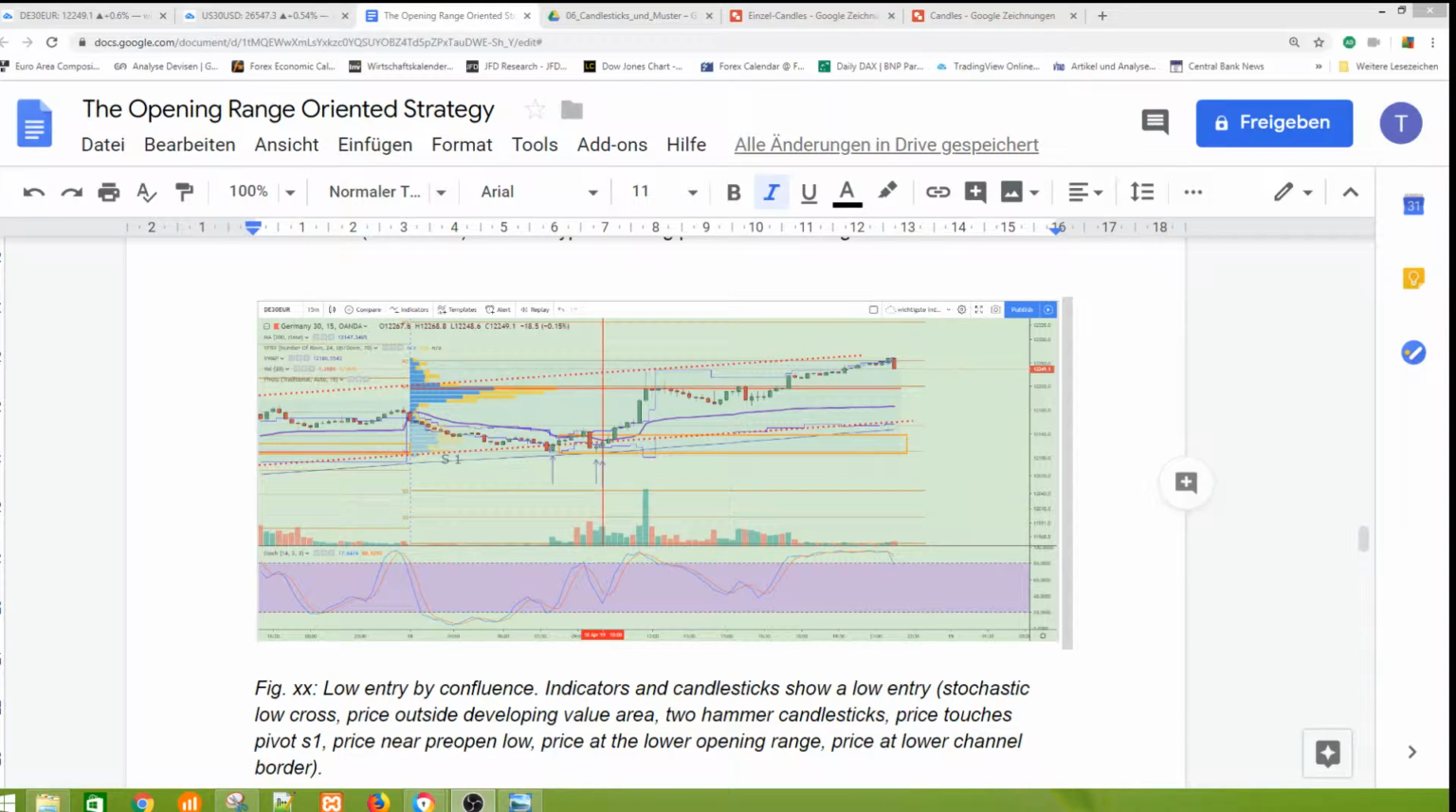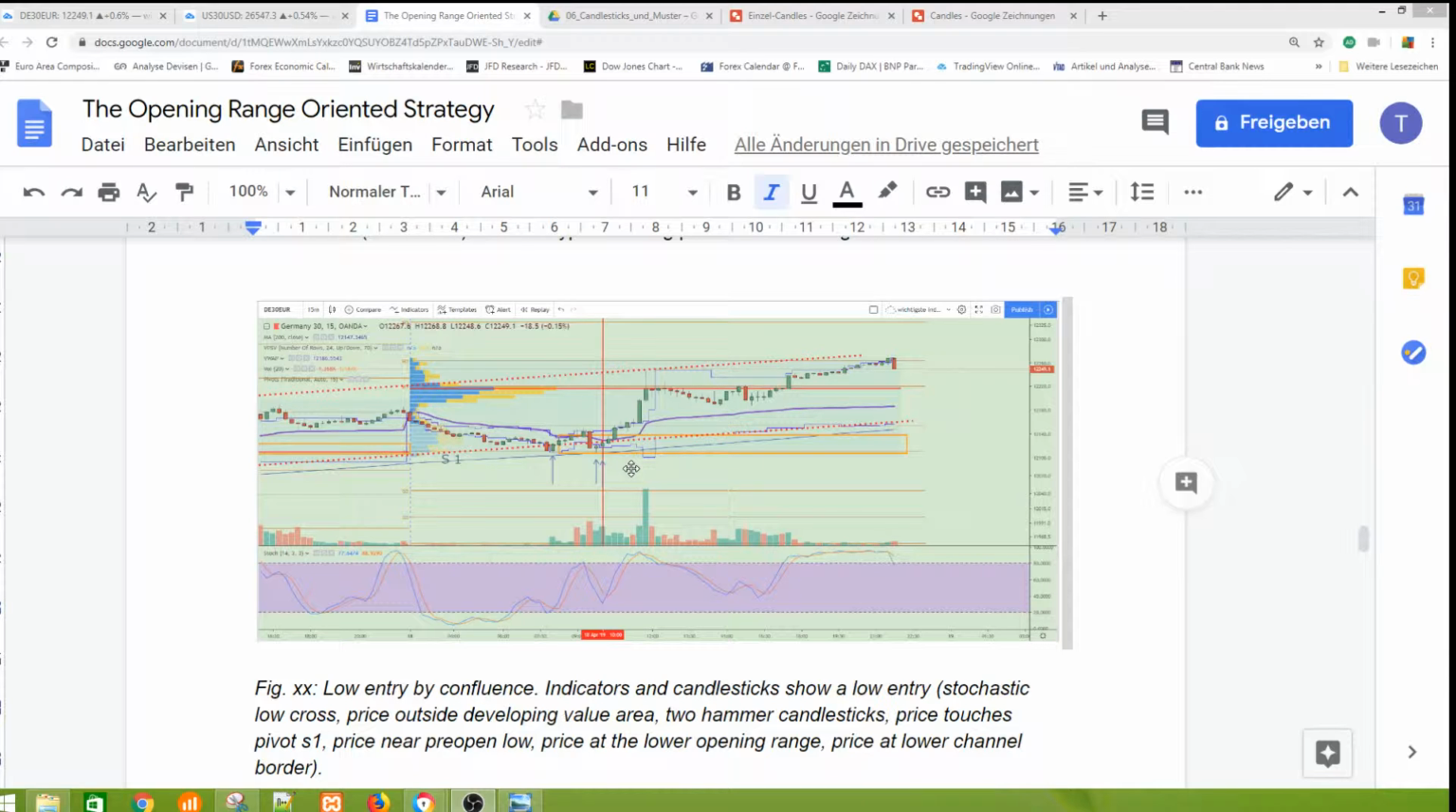Today's topic is low entry by confluence. We look for very low entries in index markets. This is the same for stock markets. And we look at this picture and we have several points here. The opening of the market is here at 9 o'clock and a very low entry is here at about 10 o'clock. 10 o'clock is, in the index markets, a typical time where you have a turn of the price.